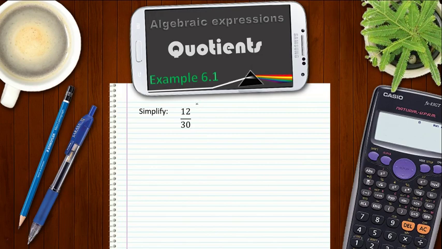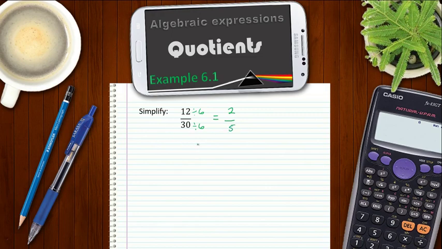So 6 can go into 12 and 30. So I just say divide by 6, top and bottom, because what I do at the top I have to do at the bottom for it to be equivalent fractions. So 12 divided by 6 is 2, and then 30 divided by 6 is 5.